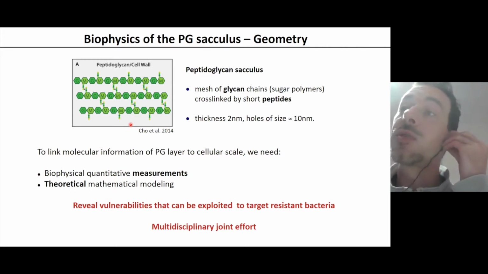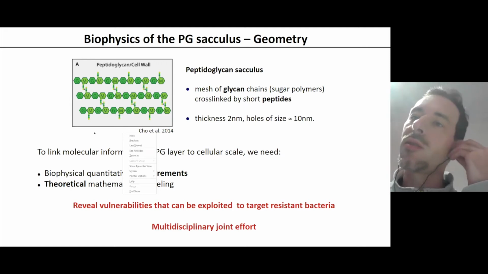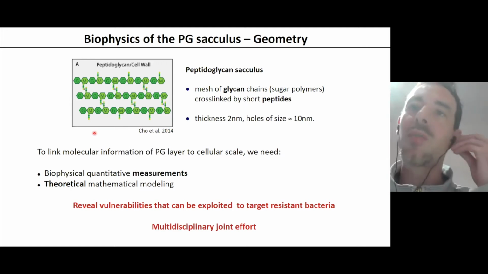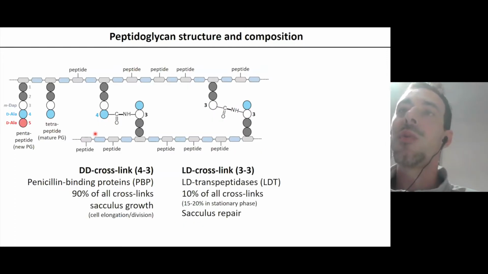And this obviously needs a multidisciplinary joint effort. Since the PG sacculus is so complex, in the next slide, Jacob will tell you how this sacculus is assembled and its composition. So please, to you, Jacob. Thank you, Marco.